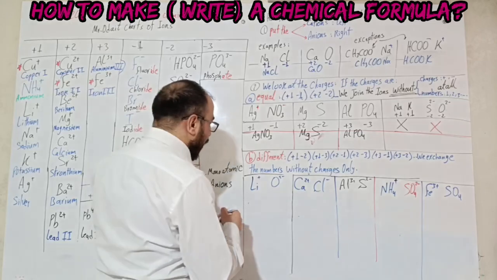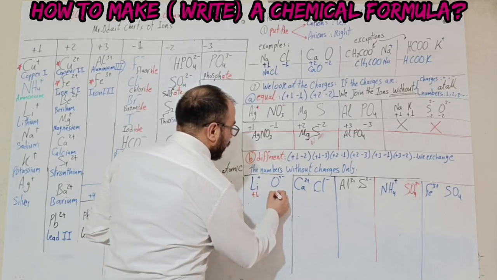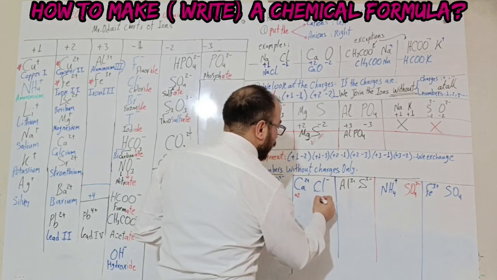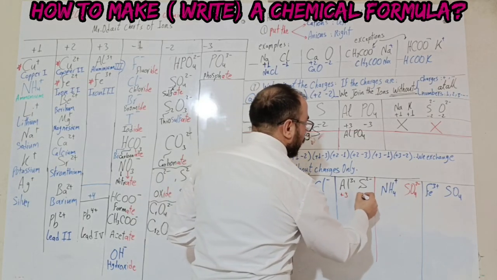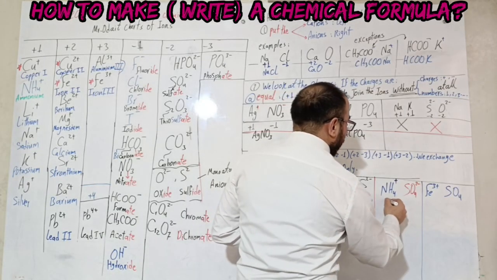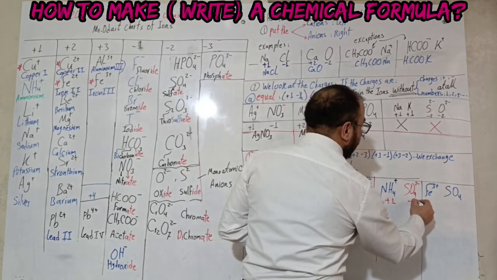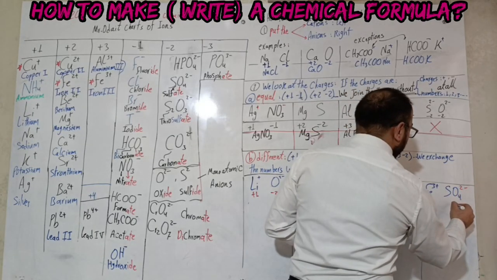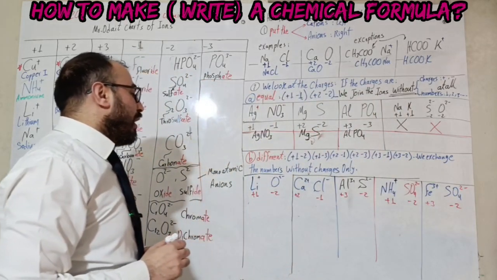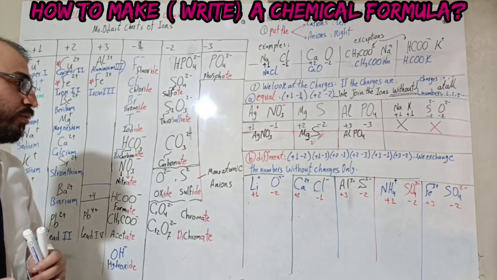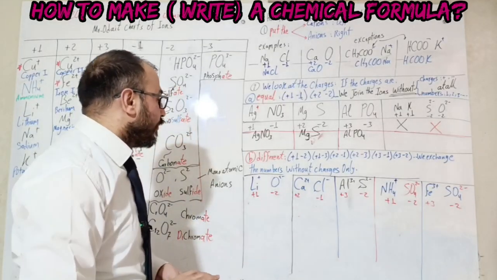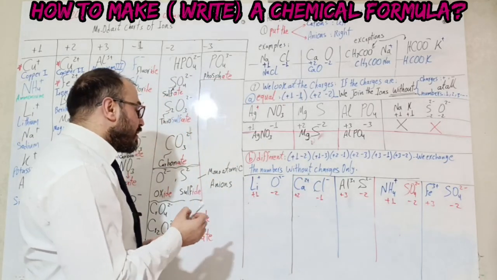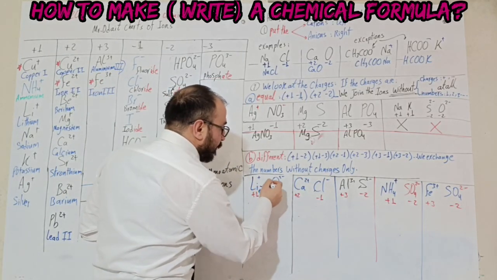Now, my friends, the other option is when the charges are different in their numbers. For example, as you see here, we have lithium +1, oxide -2, calcium +2, and chlorine -1, aluminum +3, sulfide -2, we have ammonium +1 and sulfate -2, iron 3 +3, and we have sulfate also -2. Well, my friends, we have here two situations. Situation number one, when both of the ions are monoatomic, which is very easy. I need only to cross multiply their charges.